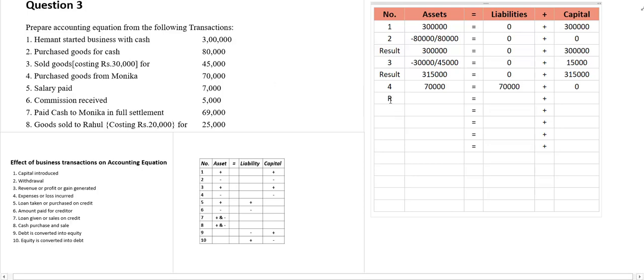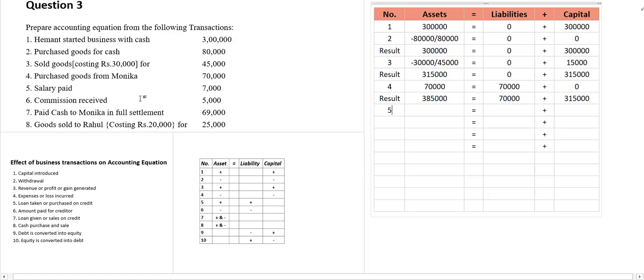So mention the result of this one. 3,15,000 plus this one becomes 3,85,000. On the other side, it is again the same. Why? Because the previous balance was 0. On this side, again, it is 3,15,000. Again, both sides are equal, right?